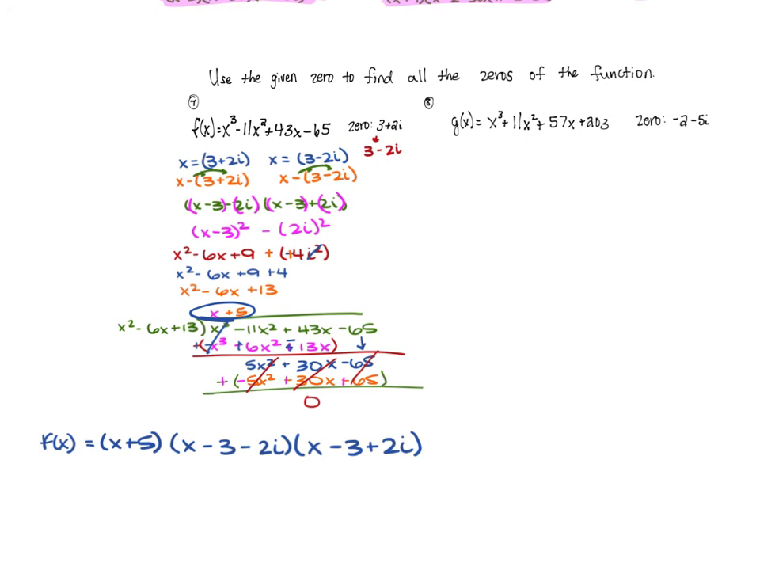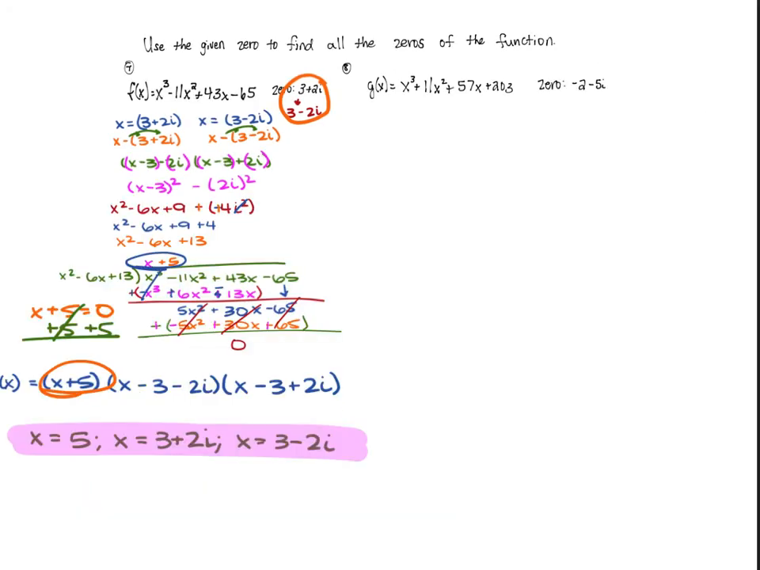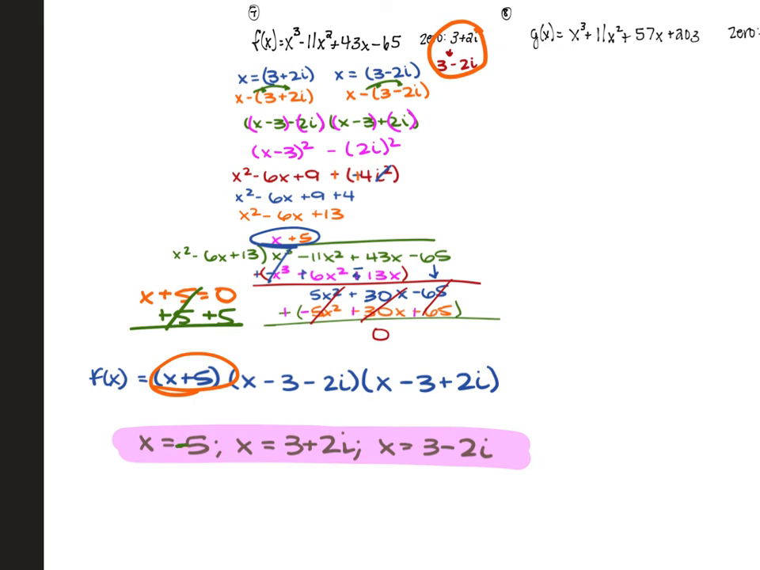So from here, we had that those zeros that we started with were 3 plus 2i and 3 minus 2i. Then we also found the x plus 5. So if x plus 5 is equal to 0, we're going to add that 5 to both sides, and we just get that x is equal to 5, x is equal to 3 plus 2i, and x is equal to 3 minus 2i. All right, so this should be a negative. This should be a negative as well.